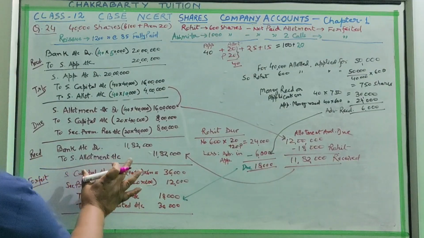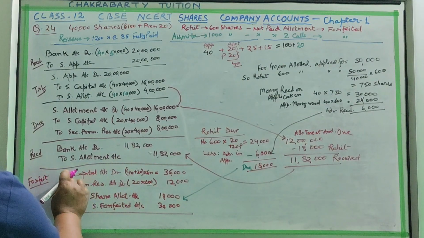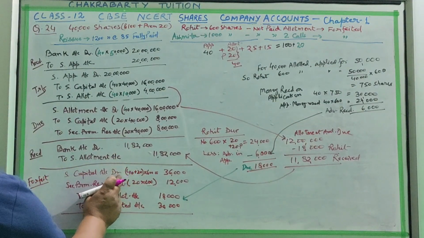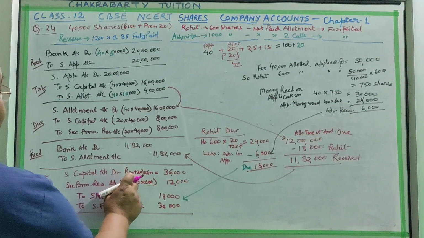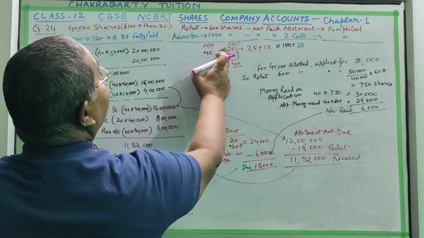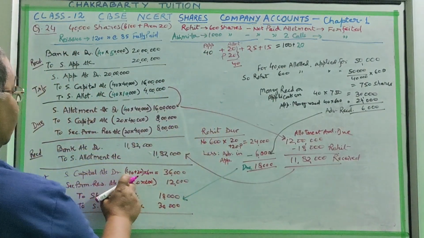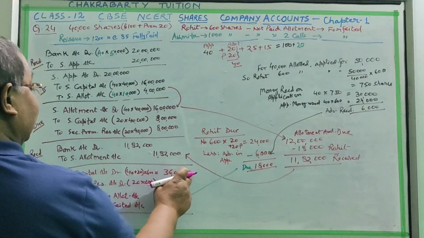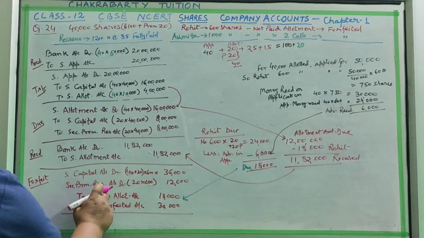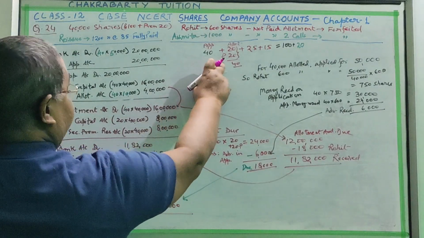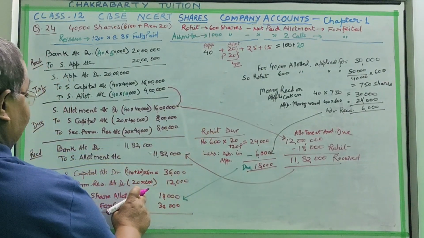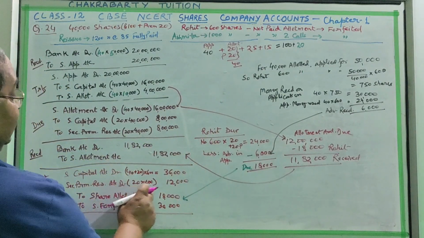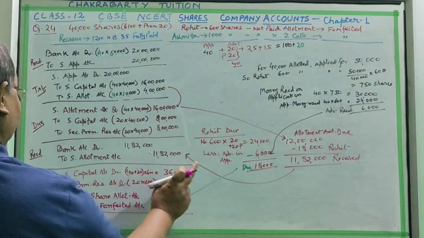Okay. Now his shares we are going to forfeit. So we will debit the share capital account by the calls made. Calls we have made 40 plus capital portion 20. So 40 plus 20, 60 rupees into 600, so it is 36,000. And securities premium reserve account at the rate of 20 for 600 shares we have not received. Once it is not received, you can reverse it. So this is also reversed.